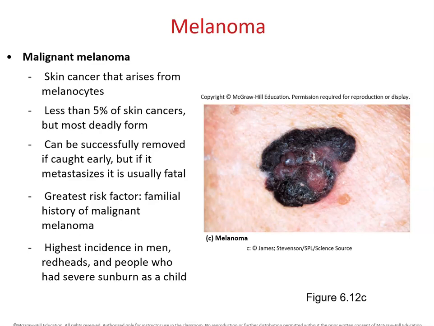The things that lead to more likely occurrence of melanoma are if other people in your family, your parents, brothers, sisters, grandparents, aunts, uncles, have instances of melanoma. It's also higher in men. People with red hair are more likely to develop melanoma. And also people who had severe sunburn when they were a child. So this is one reason we want to be extra careful with little kids, making sure they're using sunscreen often when they're playing outside.